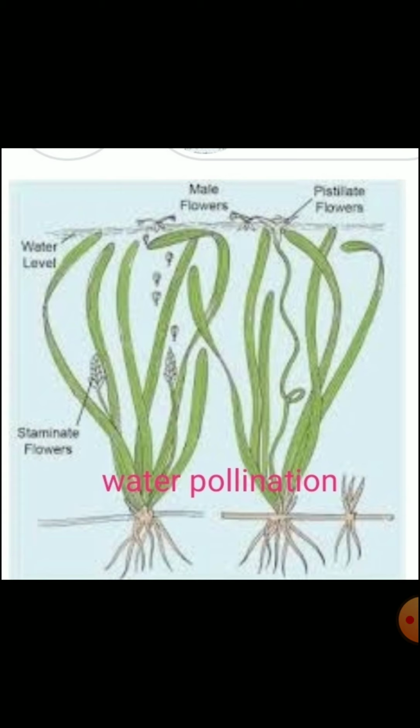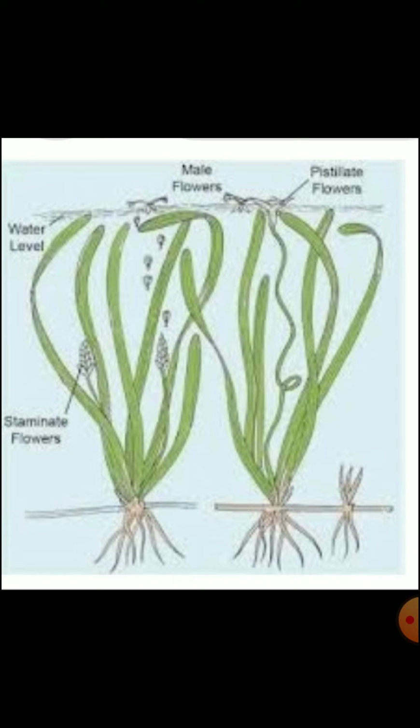Another type of pollination is water pollination. Water pollination is also called hydrophilous. Hydro means water, phily means affinity. Flowers are found only in aquatic plants. They have the following characters. These are the important characteristics. Water pollination is very common in aquatic plants, like Vallisneria, Hydrilla, lotus, such type of plants.